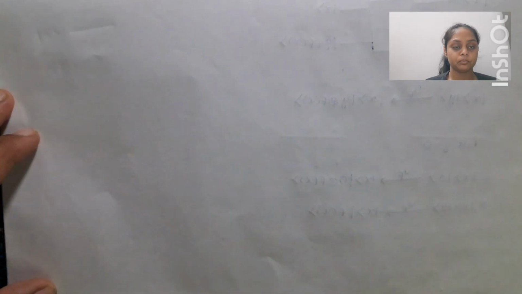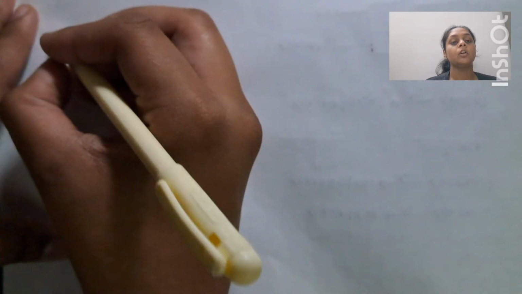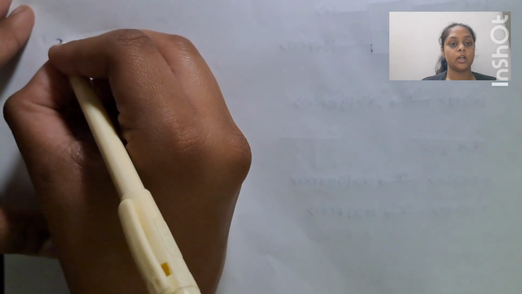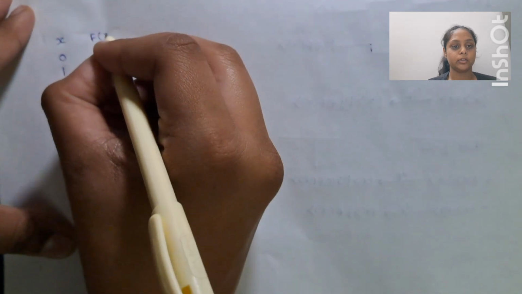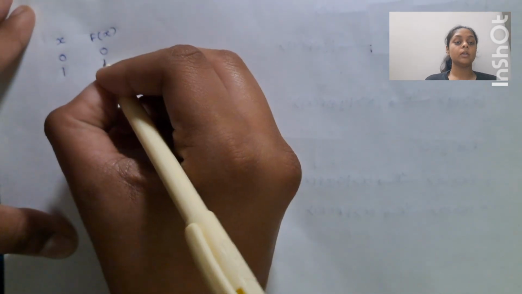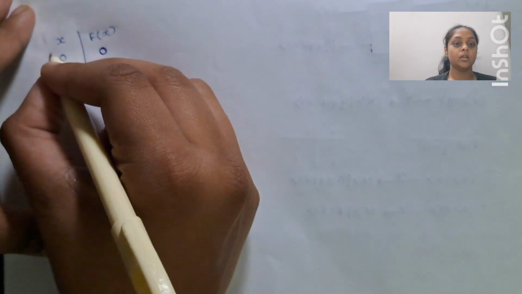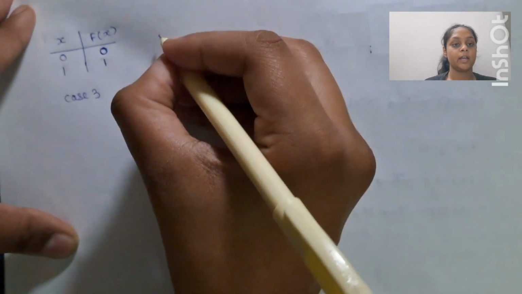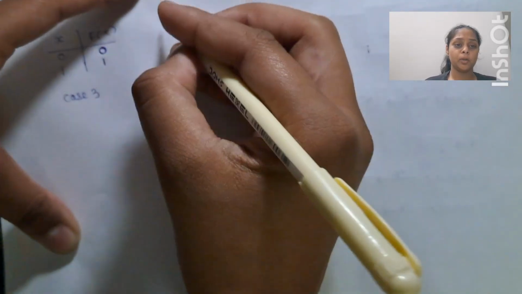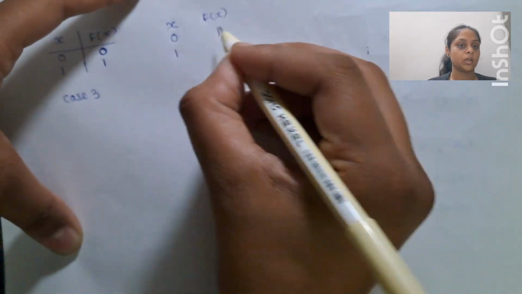Let us understand the balanced case with a truth table. Here we will give the input as 0, 1 and we will get the output as 0, 1. Let us consider this as case 3. And in case 4, we will give the input as 0, 1 and we will get the output as 1, 0.